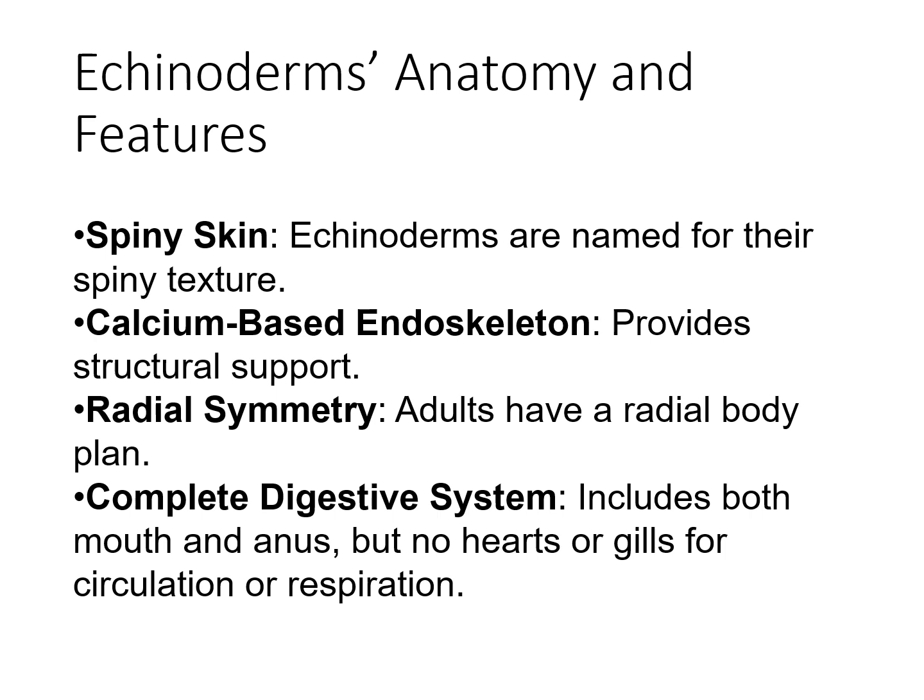One of their most distinctive traits is radial symmetry in adulthood, with body parts arranged around a central axis, often in multiples of 5. Internally, echinoderms have a complete digestive system with both a mouth and an anus. However, they lack specialized organs like hearts or gills.